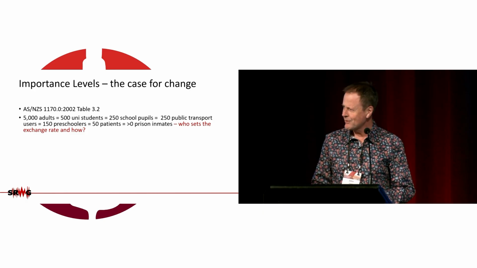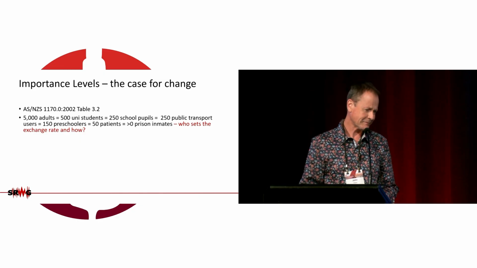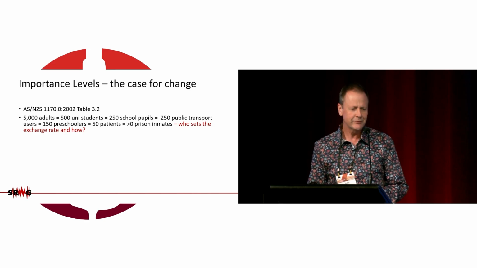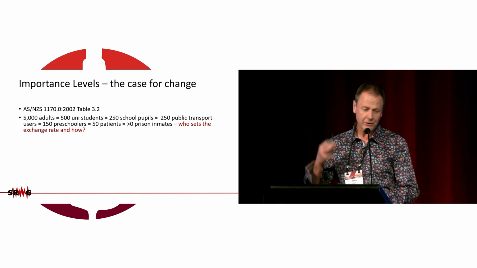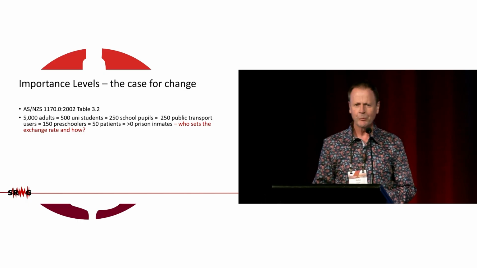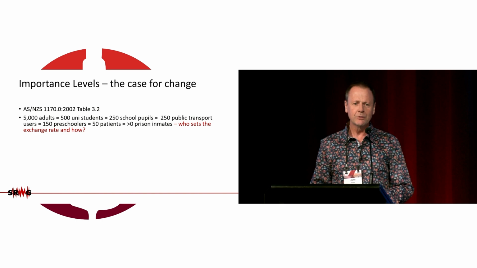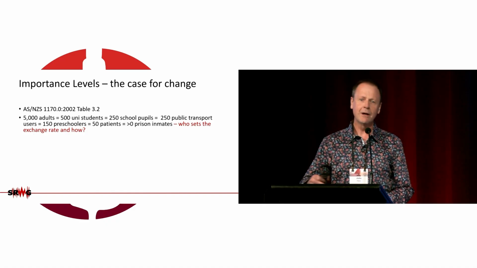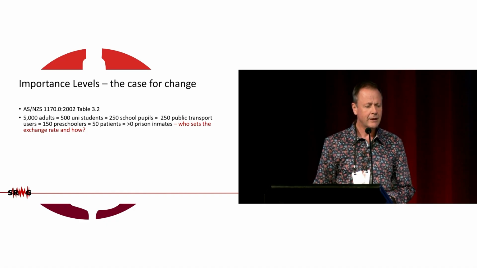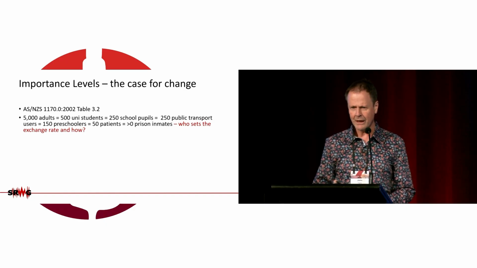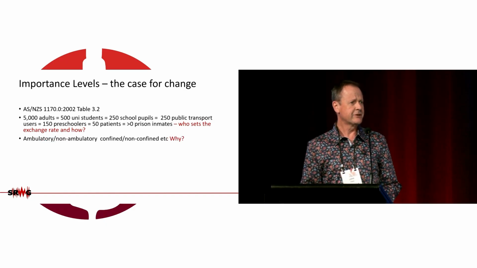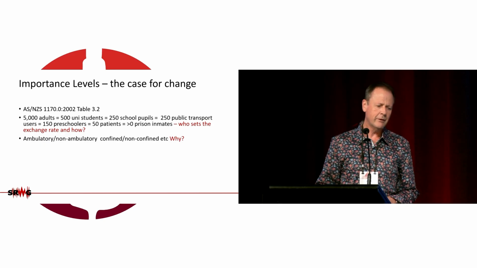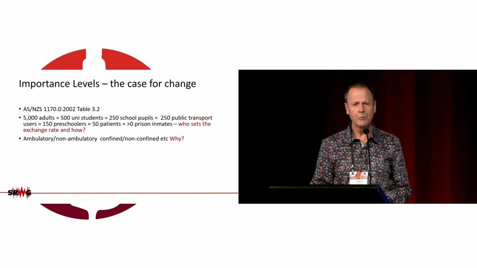The one that I've been observing for some time and never quite reconciled is the exchange rate. So how come it is that 5,000 adults is worth 500 university students, 250 school pupils, 250 people in public transport terminals, 150 preschoolers, 50 patients, and 0 inmates, all of which are the thresholds for going from IL2 to IL3. How do we get to those numbers? Why are they there? And how do we rationalise that if we can? There are questions associated with that, of course, around whether these people are ambulatory or non-ambulatory, whether they're confined or not confined, as the case may be.